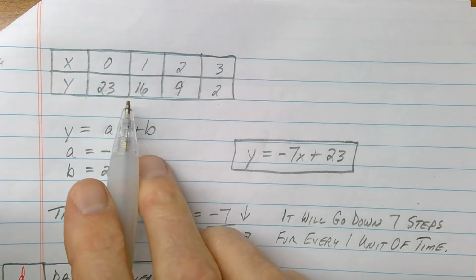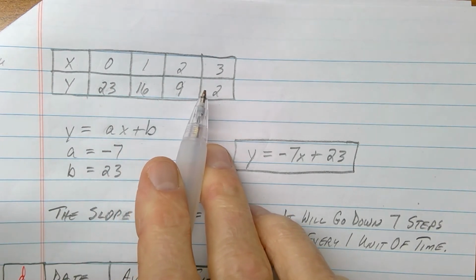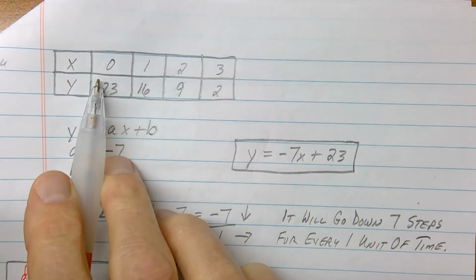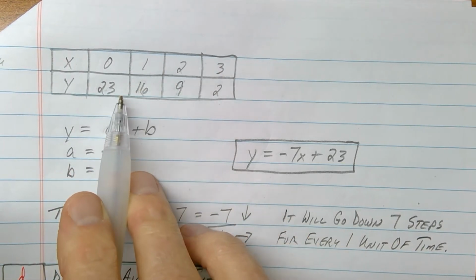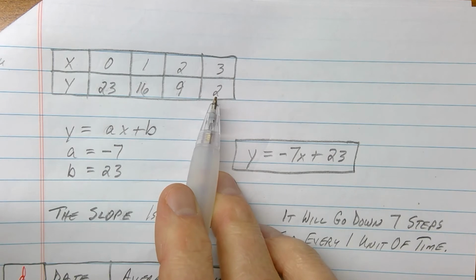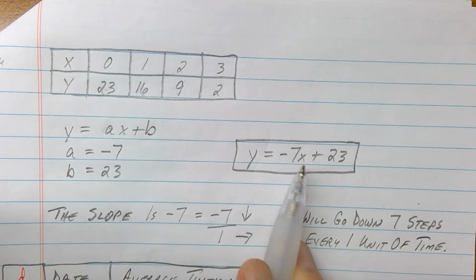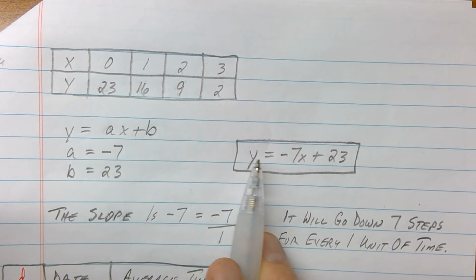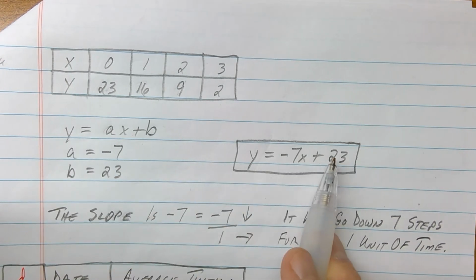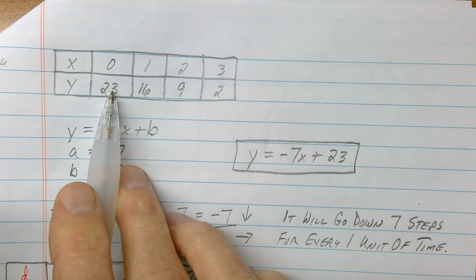All right, so hopefully you entered this into your table, into your list, just like we did last time. So stat, edit, put 0, 1, 2, 3 into your list 1, and 23, 16, 9, and 2 into list 2, and then stat, calculate, linear regression, and you should have come up with this display right here, which means y equals -7x plus 23. All right, this is the equation of your line. Now notice what's happening here.